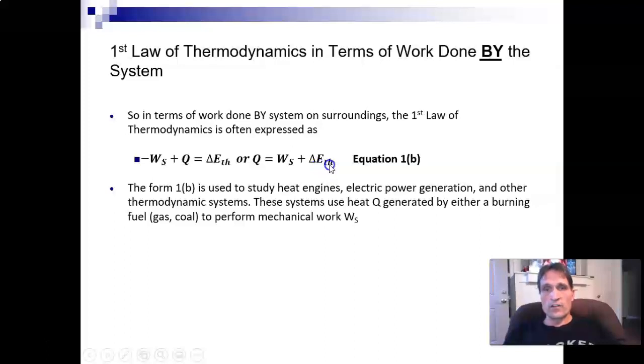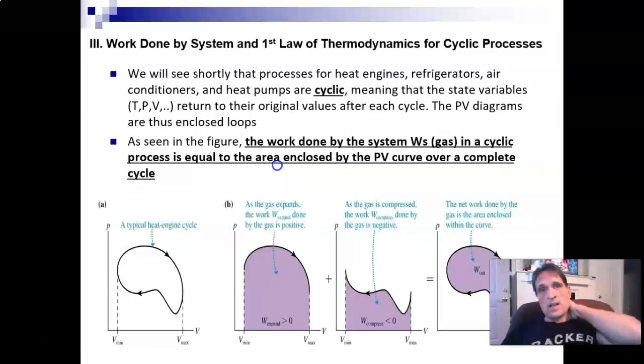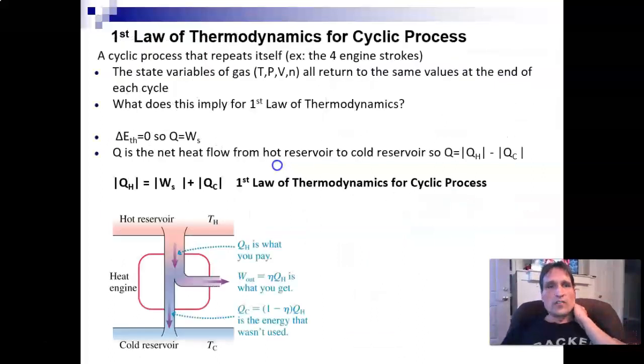So if the temperature doesn't change, delta E thermal is always 0 for a cyclic process. And so we can write that as equal to 0. And what that says is that Q is equal to Ws. Now we need to define with engines what Q means.